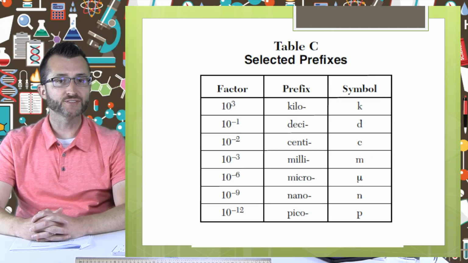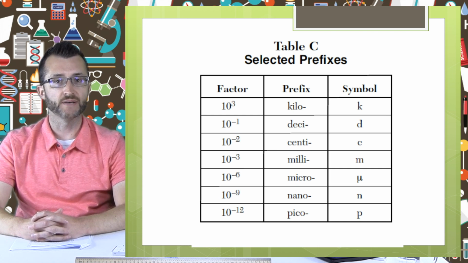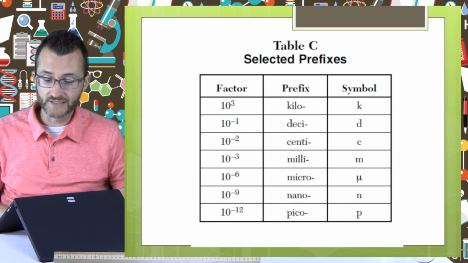Taking a look at table C, selected prefixes, we see that the factor is listed on the left, the prefix is listed in the middle, and the symbol is listed on the right. Note that larger numbers are at the top and smaller numbers are on the bottom. So for example, something with the prefix kilo would be a larger number than something that had the prefix of pico. We're going to do some labeling now.